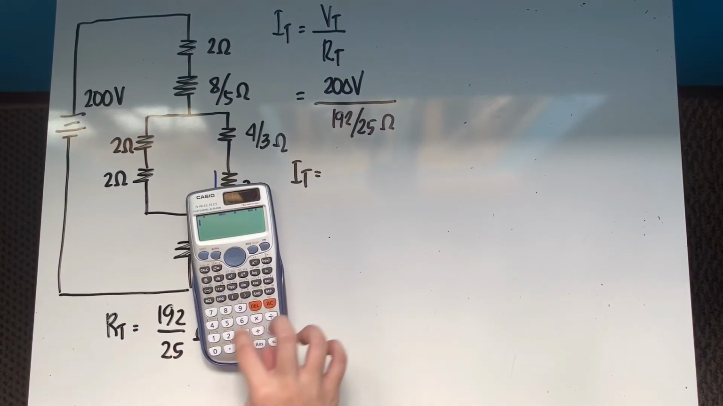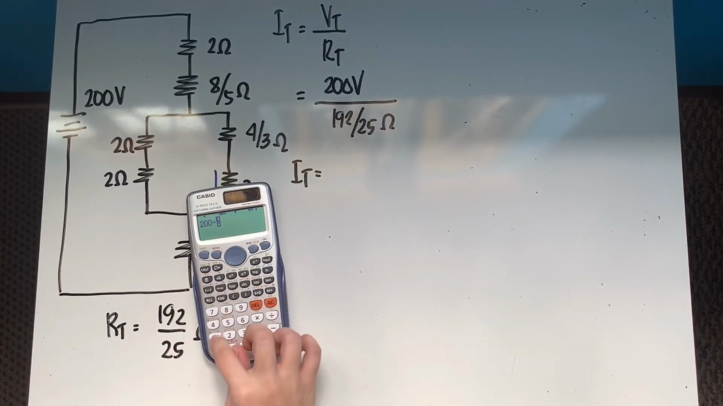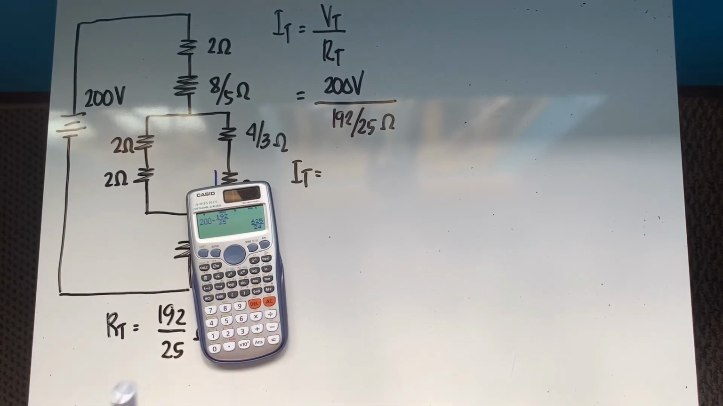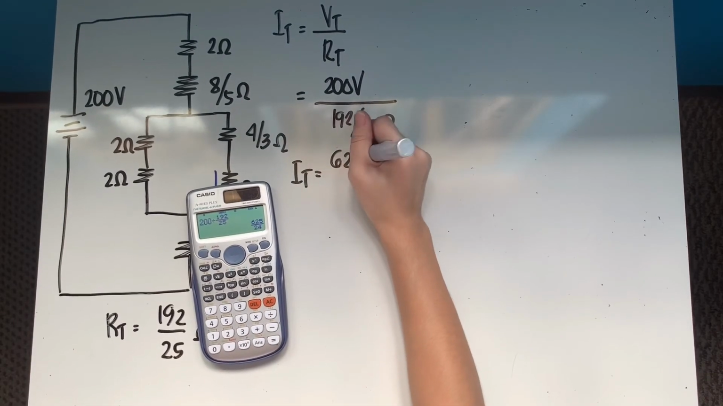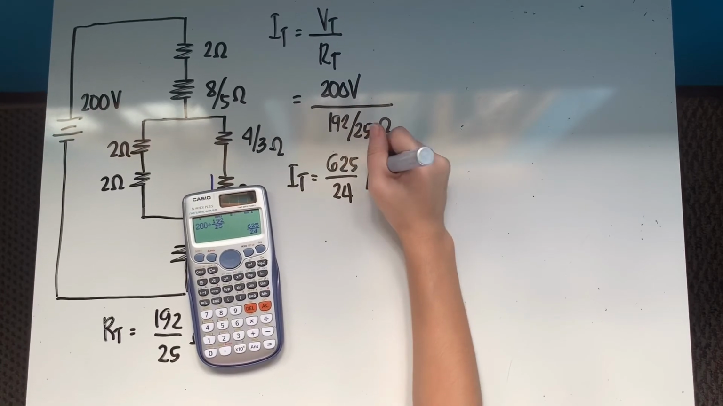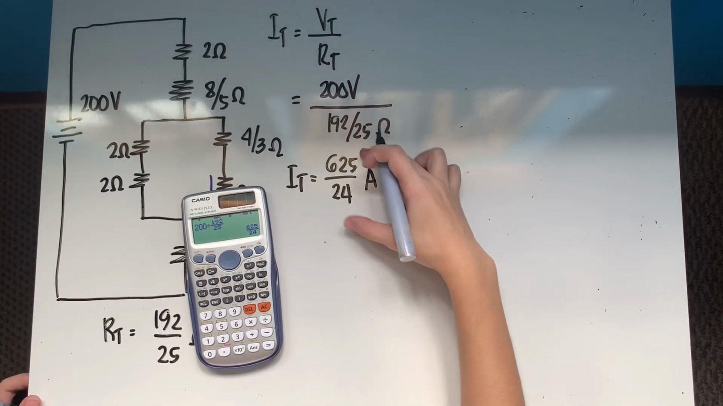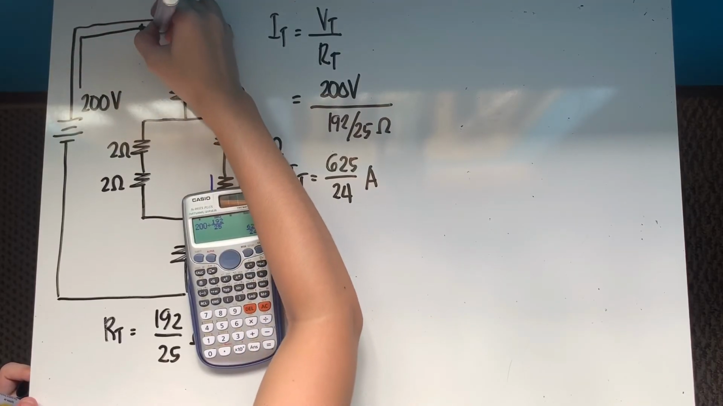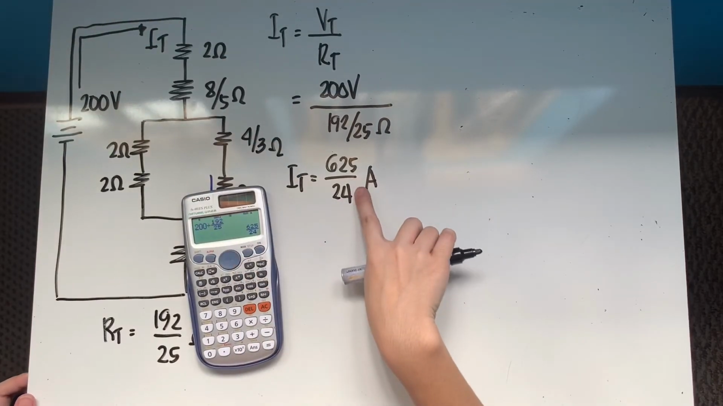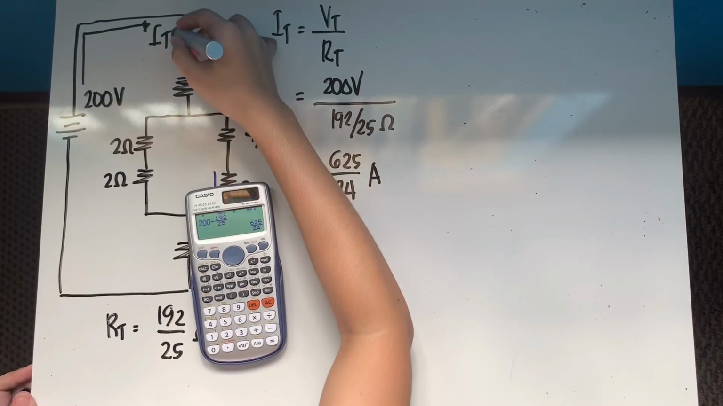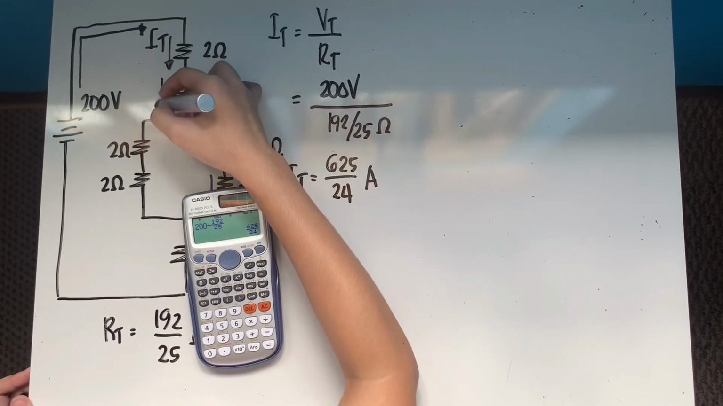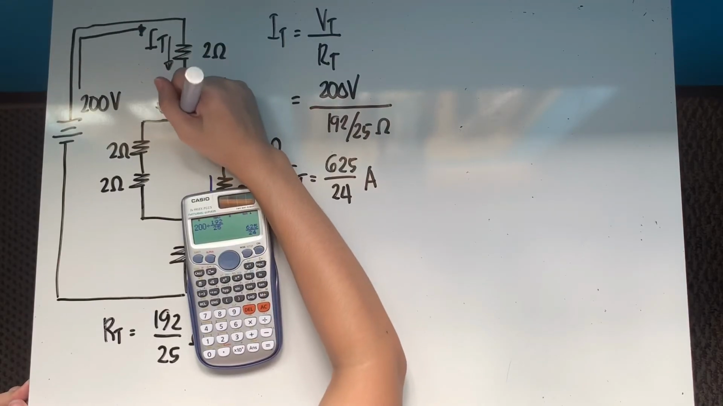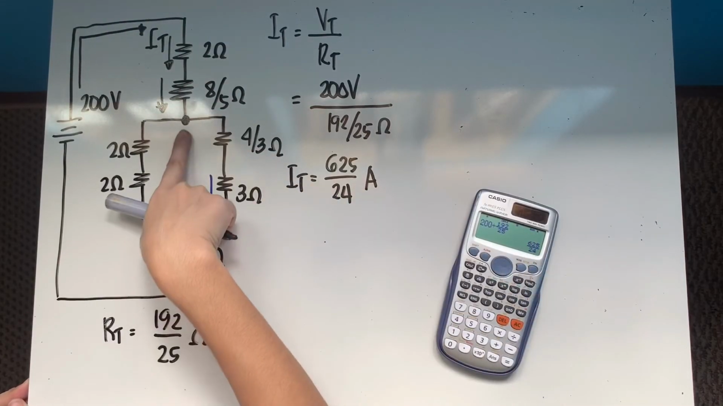So, our I total is 200 divided by 192 over 25. That is 625 over 24 amperes. So, itong 625 over 24 amperes, this is the total current that will flow through the circuit. That's IT. So, yung 625 over 24 mo, yun yung current na magpapas kay 2 ohms. Yun din yung current na magpapas kay 8 over 5. At ito rin I total na to, ito yung current na mahahati pag pumasok siya sa junction na to.